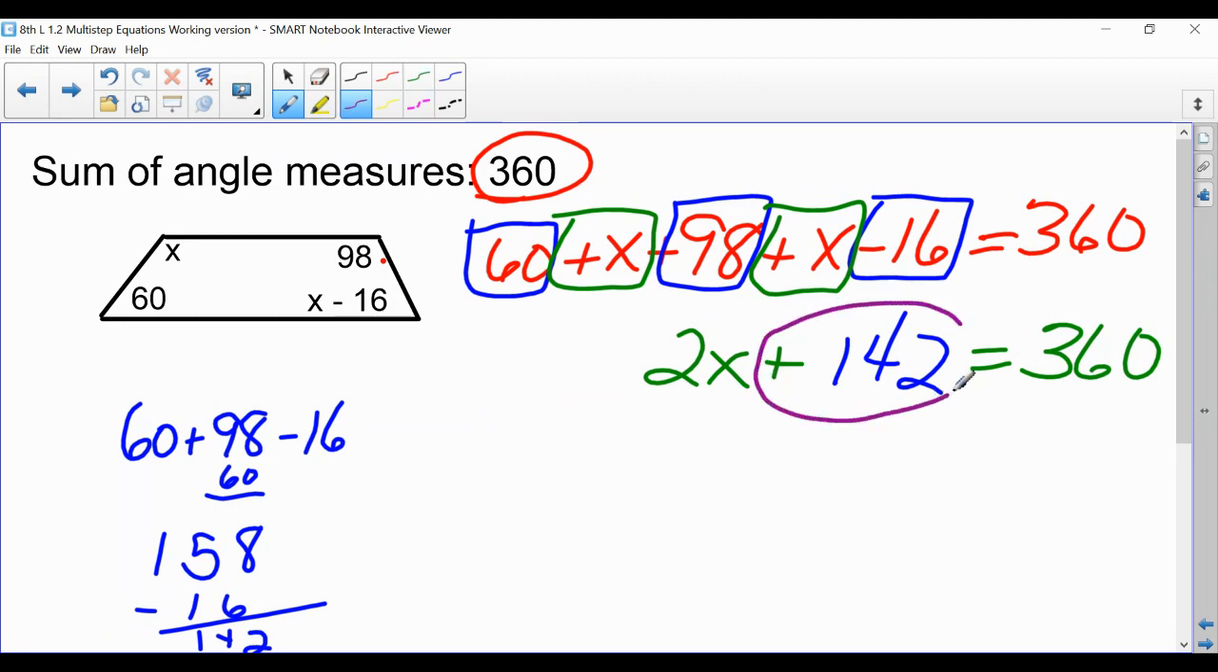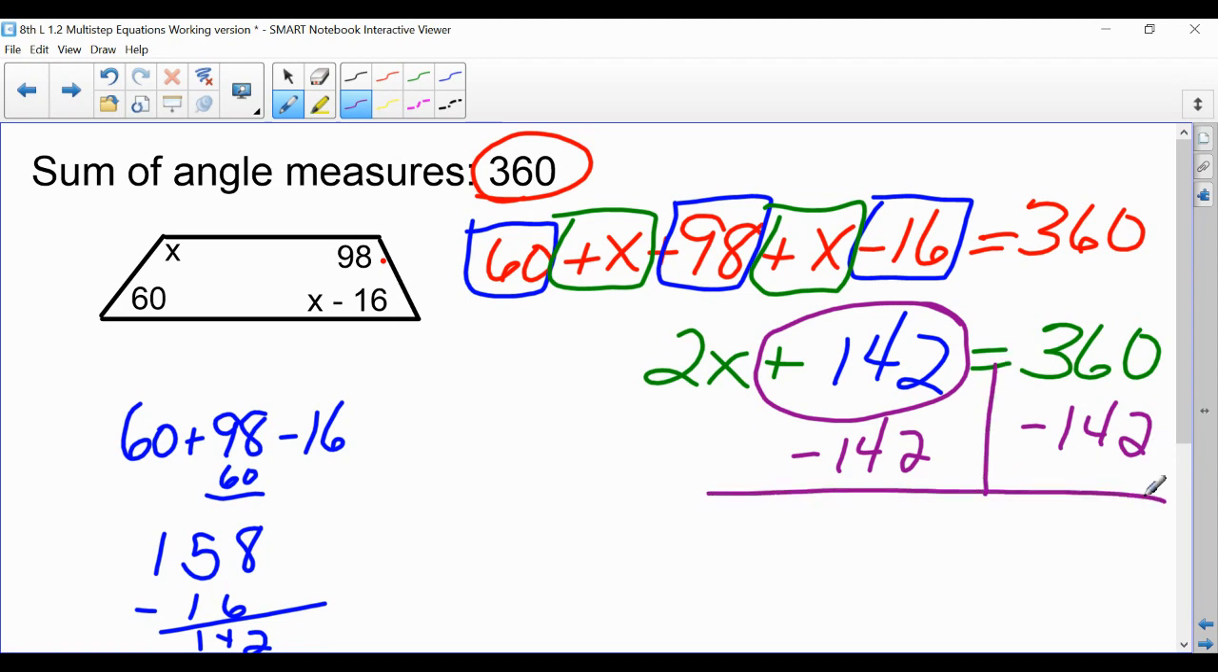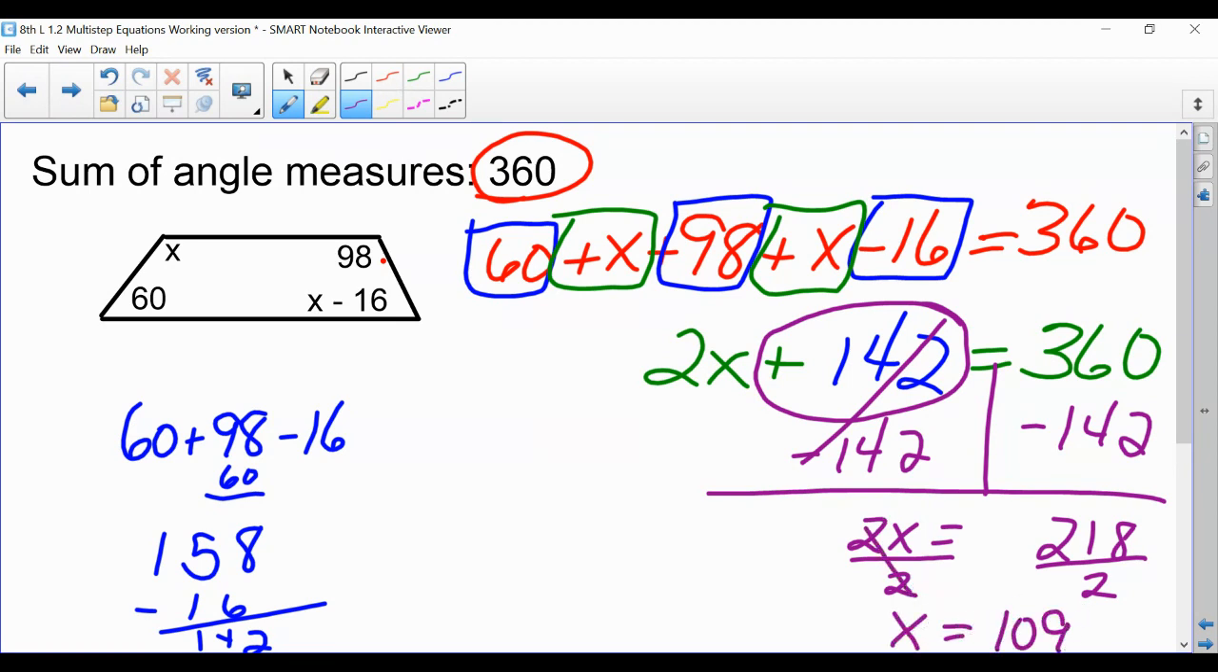Here's my constant, plus 142. So I can do negative 142 to both sides. They'll cancel out. I'm left with 2x. And then I'm left with 10 minus 2 is 8, 5 minus 4 is 1, 218. 2x equals 218. I need to divide both sides by 2. I'm left with x equals 109.